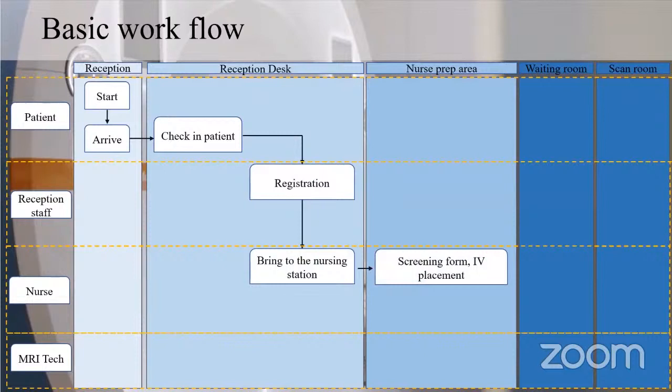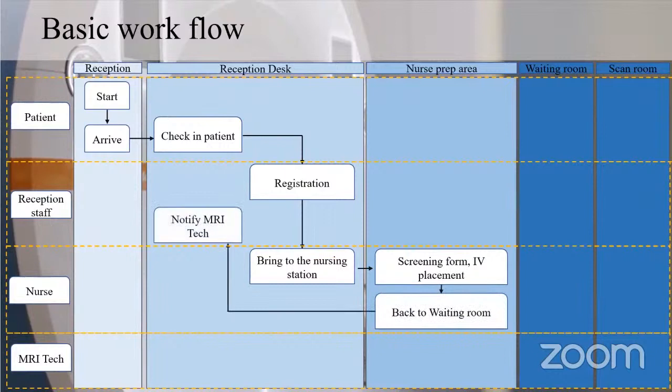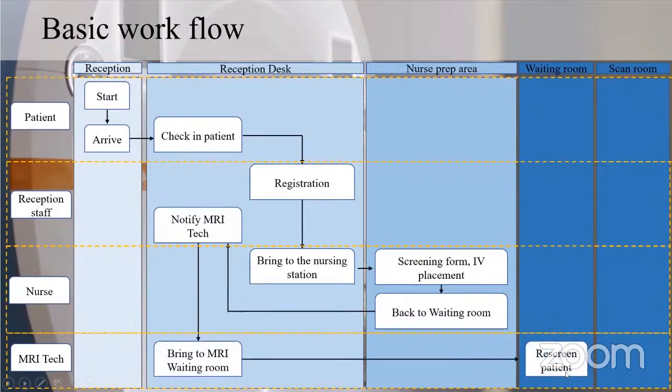Then IV placement. If the patient is indicated for a contrast study, then IV placement should be done. That will be done here by the nurse. Once this is done, the patient will go back to the waiting room. Here, the reception staff will notify the MR technologist that the patient is ready for the scan, and the MR technologist will take the patient into the MR waiting room, and here there will be a re-screening. The patient will be re-screened here.